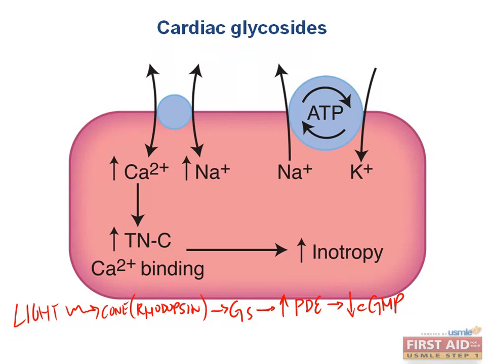Without any cyclic GMP, we close the cyclic GMP gated ion channels and reduce the influx of potassium via those channels. And this is all occurring in the eye. So basically, we are manipulating the signaling within a cone, causing an accumulation of potassium on the outside, which causes hyperpolarization because we're accumulating a positive concentration of ions on the outside.